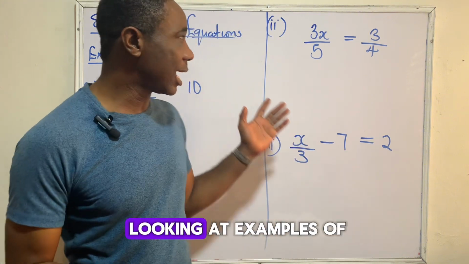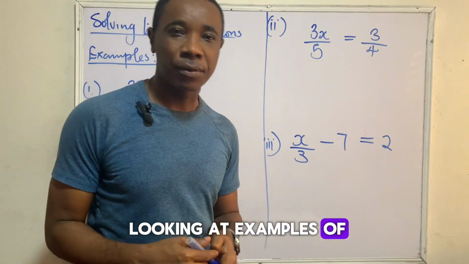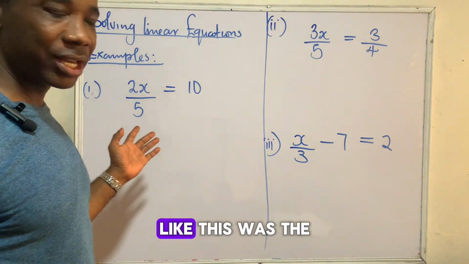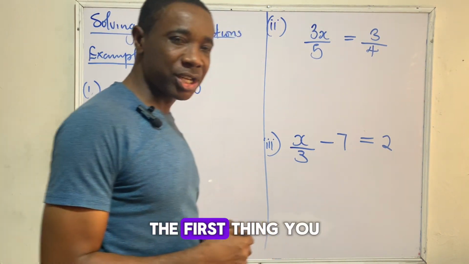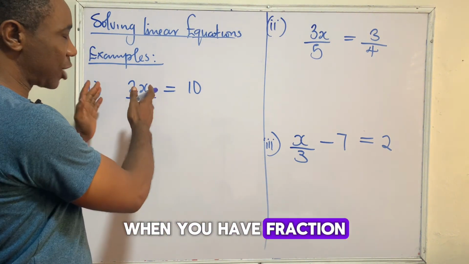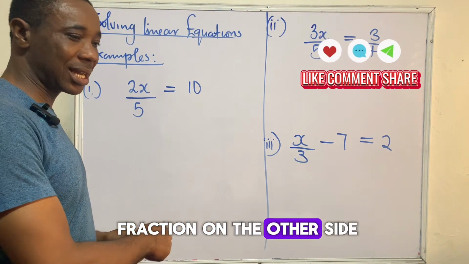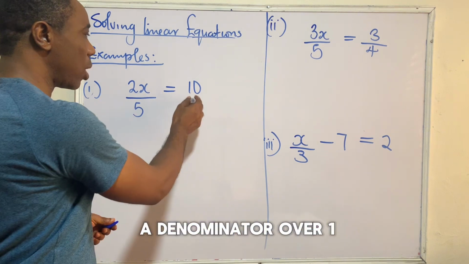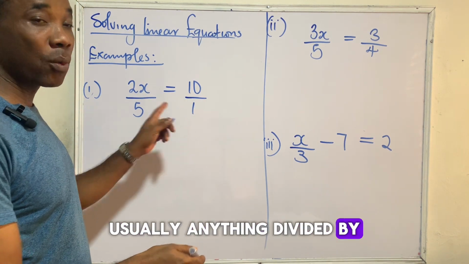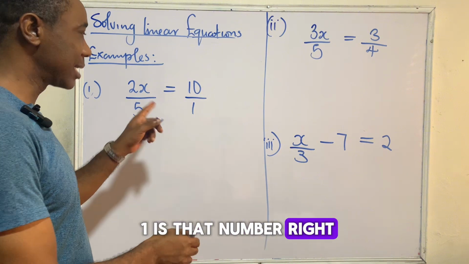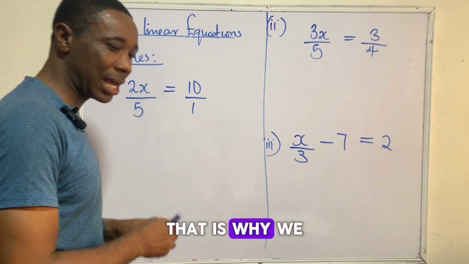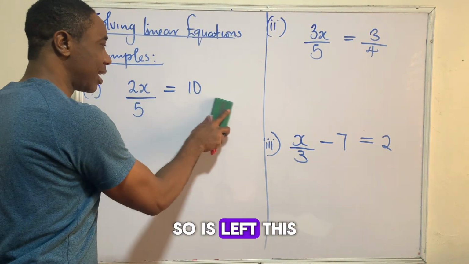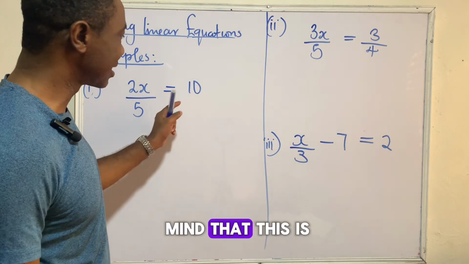So let's begin by looking at examples of solving equations like this. All right. So when you see an equation like this, what's the first thing you need to do? The first thing you need to do when you have a fraction on one side and a fraction on the other side. Now 10 here has a denominator of 1. Usually, anything divided by 1 is that number, right? 10 divided by 1 is 10. That is why we usually do not write the over 1 like this. So it's left this way. So bear in mind that this is 10 over 1.